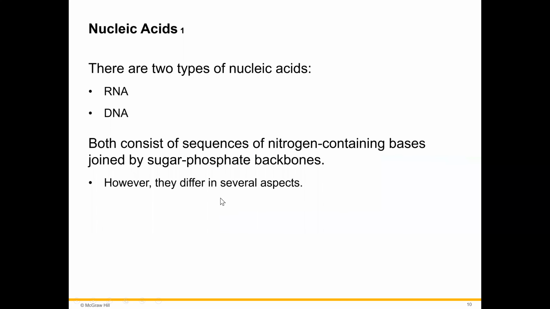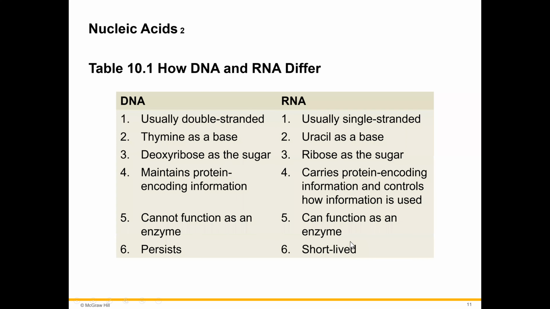There are two types of nucleic acids, DNA and RNA. Both consist of sequences of nitrogen-containing bases joined by sugar phosphate backbones. However, they differ in several aspects. So DNA is usually double-stranded, RNA usually single-stranded. DNA uses T or thymine as a base. RNA doesn't have T, it has uracil as a base.